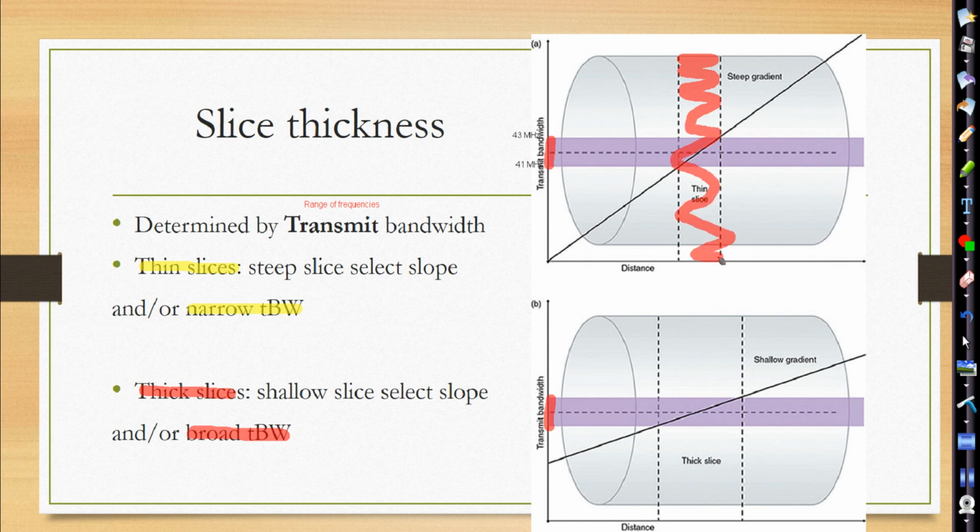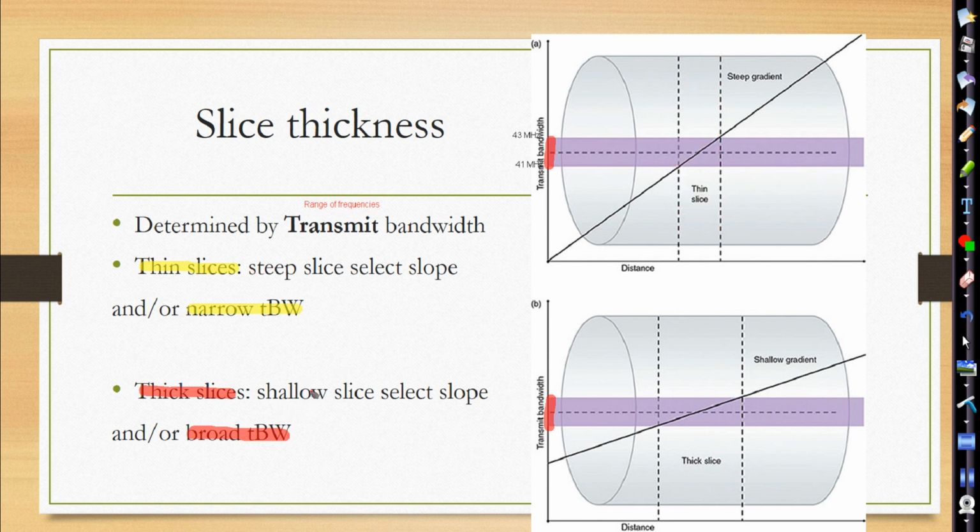Okay? I cannot color within the dotted lines. So that's where we're selecting a steep slice select gradient. All right, so let's just take that away.